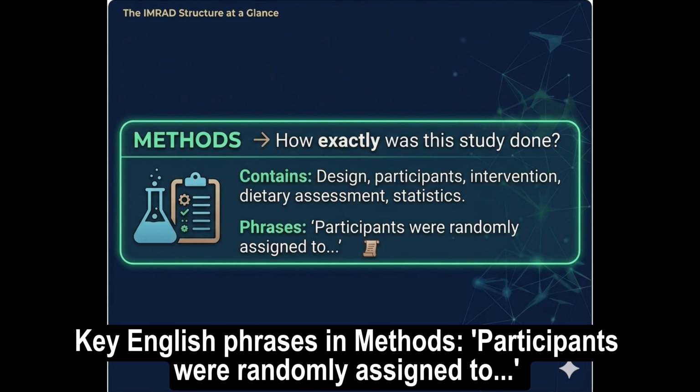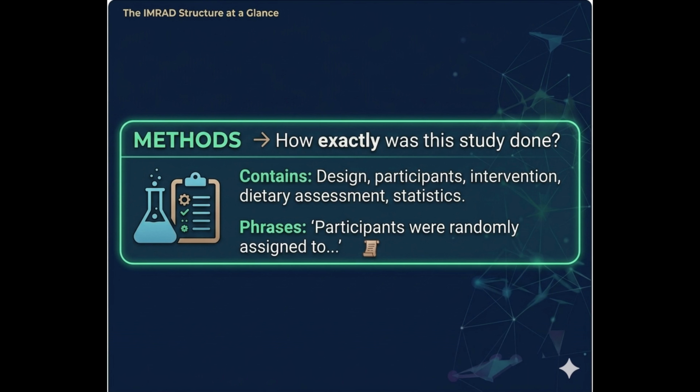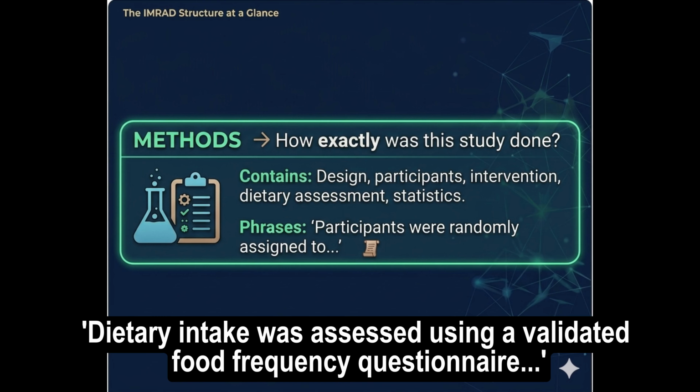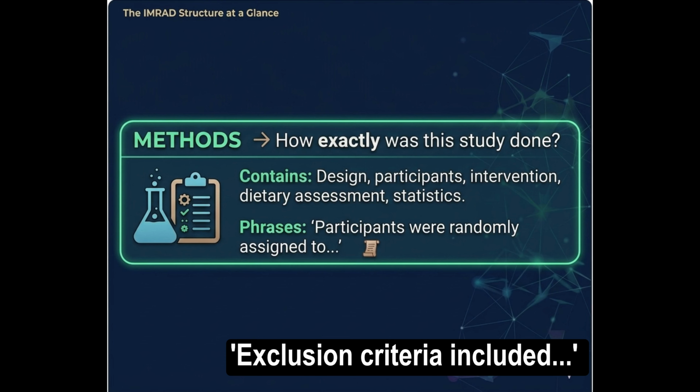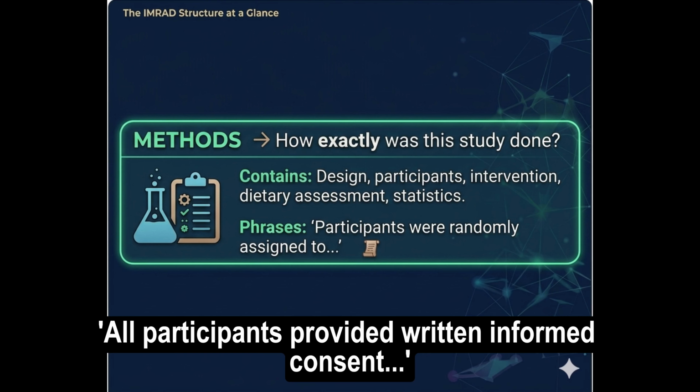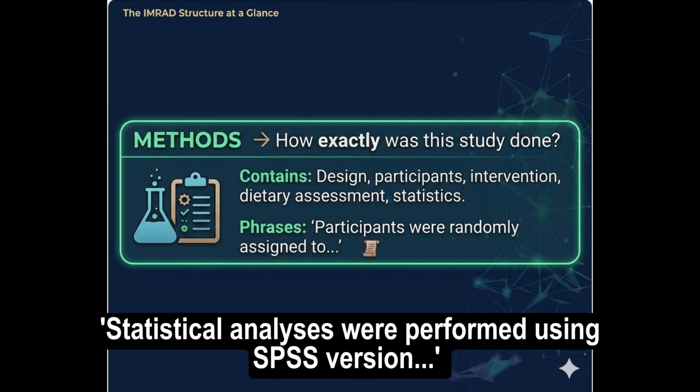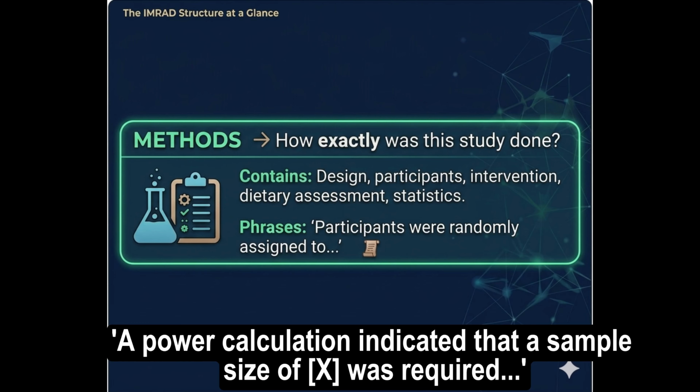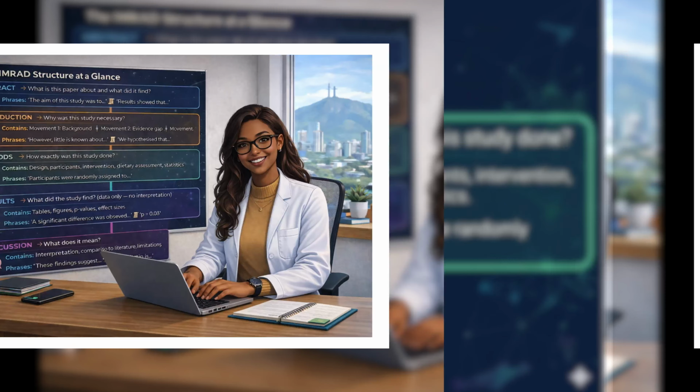Key English phrases in methods. "Participants were randomly assigned to." "Dietary intake was assessed using a validated food frequency questionnaire." "Exclusion criteria included." "All participants provided written informed consent." "Statistical analyses were performed using SPSS version." "A power calculation indicated that a sample size of X was required."